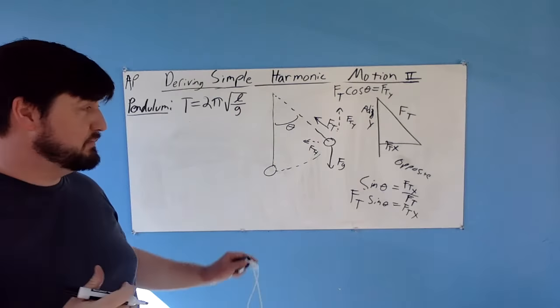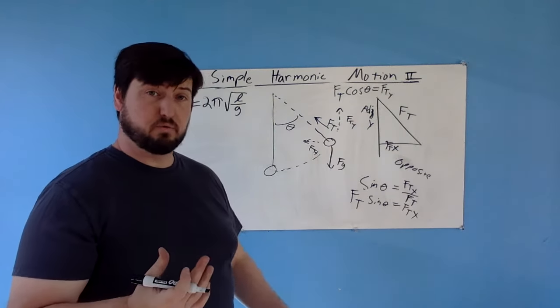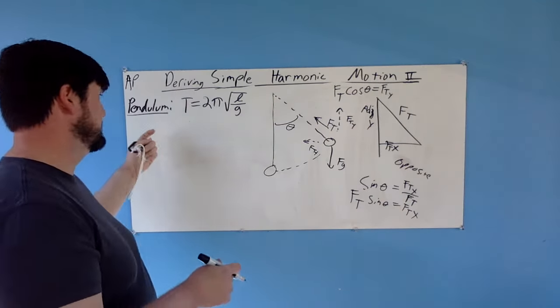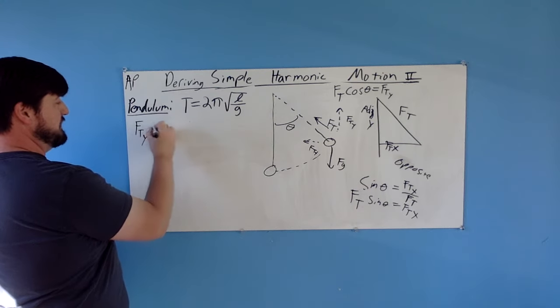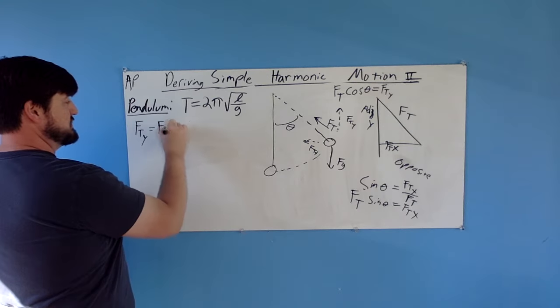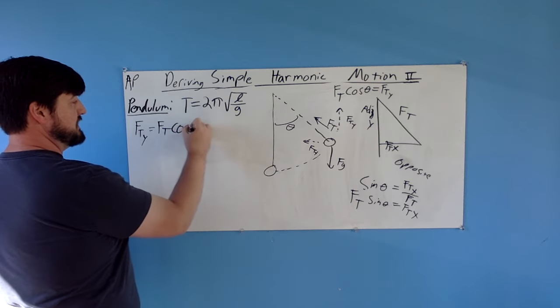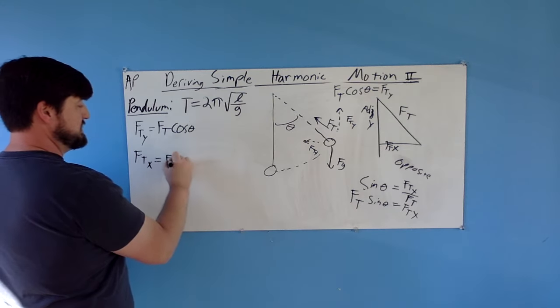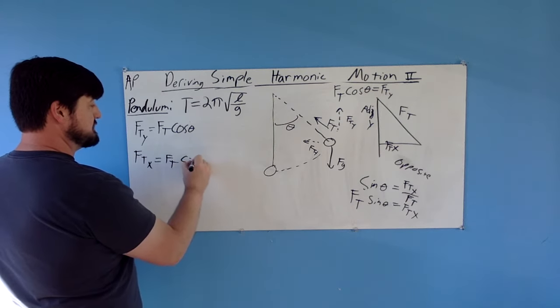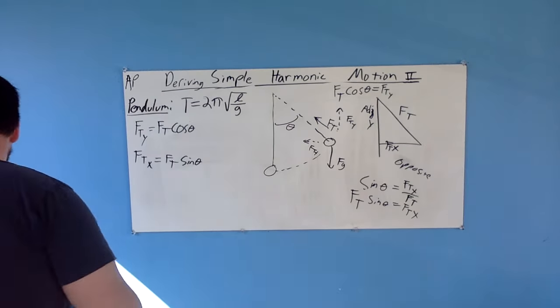Okay, so for our pendulum, that's where we find our components of force. I'm going to write those off to the side here and keep a hold of them, okay? So force of tension in the y direction is force of tension in the string times cosine of theta. Force of tension in the x direction is force of tension, or hypotenuse, times sine of theta, okay?